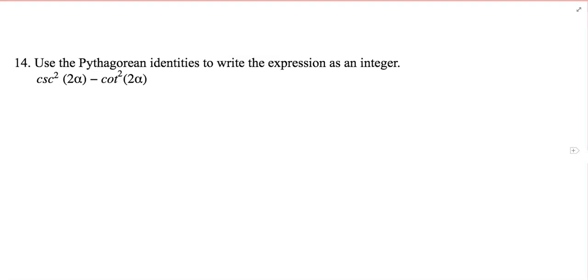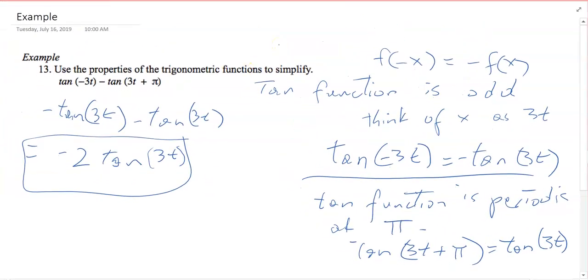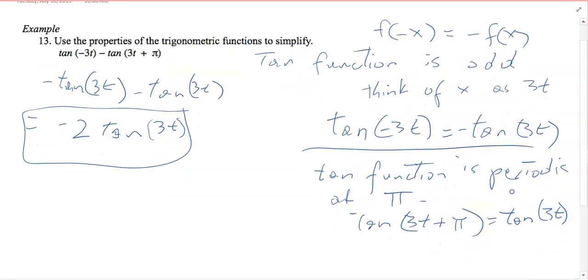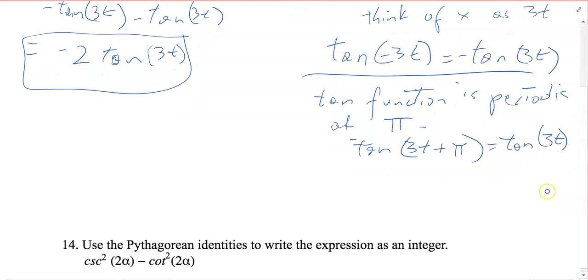Okay, let's look at an example. Use the Pythagorean identities to simplify this function: tan of negative 3t minus tan of 3t plus pi. What we know is that tan is an odd function. Remember, in odd functions, f of negative x is equal to negative f of x. So if you think of x as 3t, then tan of negative 3t is equal to negative tan of 3t. So we replace tan of negative 3t with negative tan of 3t. Also, because the tan function is periodic, tan of 3t plus pi is equal to tan of 3t. So we have negative tan of 3t minus tan of 3t, which gives you negative 2 tan of 3t.